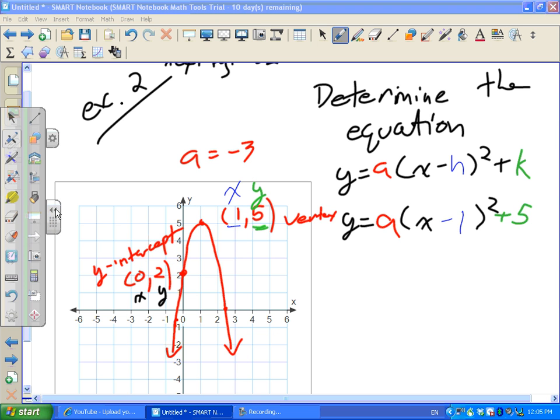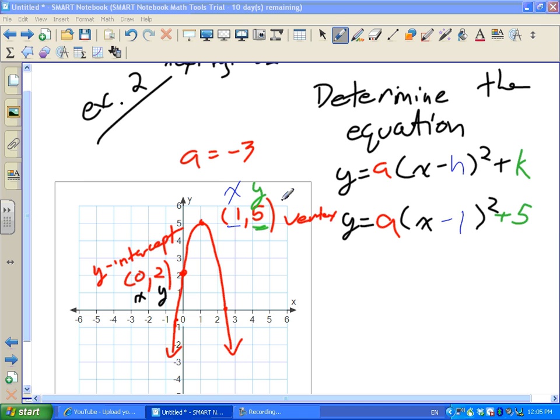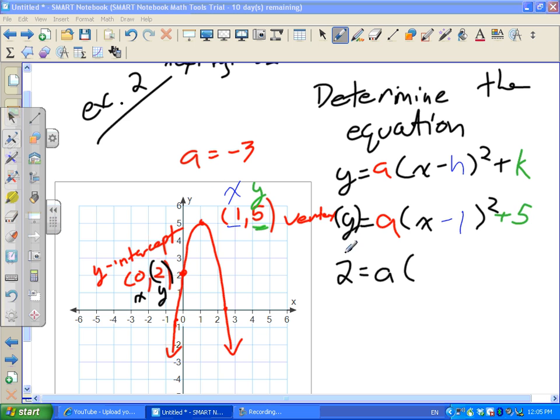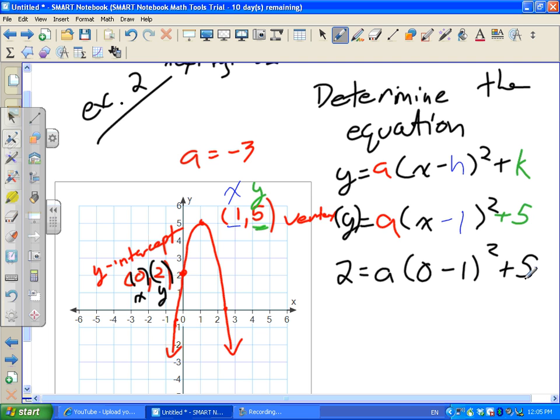So we're going to do this through solving numbers, because not every time will a be a nice round number that's easy to look at. So we are replacing our y value with our y-intercept 2. So we know 2 is equal to a, x, and we're replacing our x value with 0, right? Here's our x value, so x is now 0. 0 subtract 1 squared plus 5. Now we just have to follow BEDMAS and solve for our a. 2 is equal to a, negative 1 squared, plus 5.